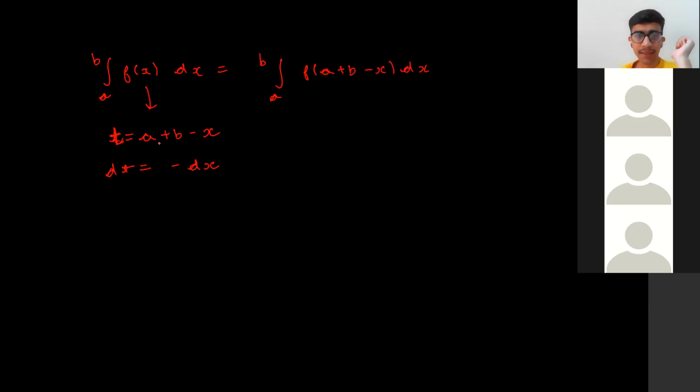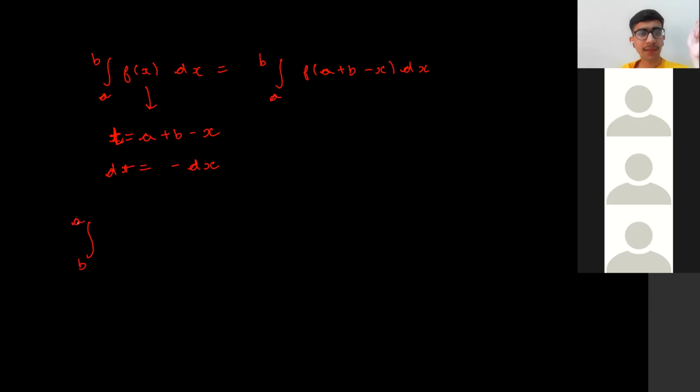So see, we have written t is equal to a plus b minus x. Since we are changing the variable, the limits will also change, because the limits of x are from a to b. If t is a plus b minus x, then if x is a, what is the value of t? B. If x is b, what is the value of t?